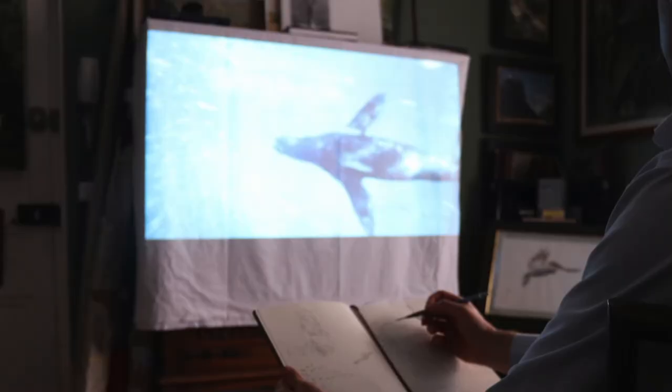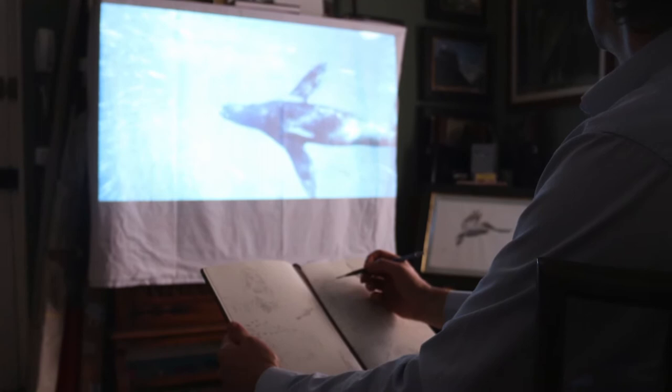The advantage of working from film, and obviously also especially working from life, is that you're in front of your subject, you see the animal leading into the position that you were choosing to draw, and then you see the animal also leaving that position. And what you're left with is a much fuller picture of what that animal is doing.